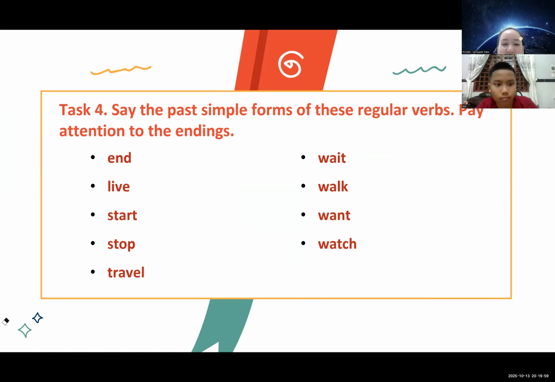For example, with end, you write ended, right? Ended. How about live? Lived, right? Lived. Okay, we start. Start. Okay, started, okay? Because it ends with T, so you say started. Okay, stop. Started.